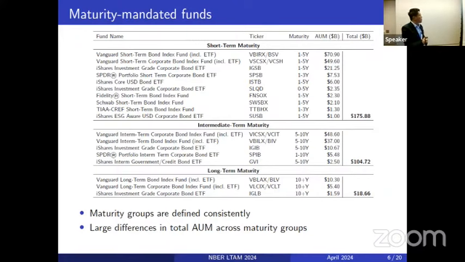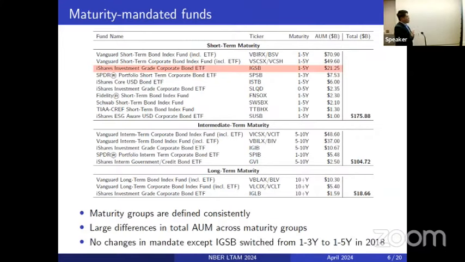So here in the last column, we compute the total asset under management for each maturity category, and we find that there's a significant gap. So here for the short-term maturity category, the total AUM is over $175 billion, while for the intermediate term category, the total AUM is only $104 billion. And for the long-term category, the total AUM is only $18 billion. As a result, when a bond crosses the maturity cutoff, it will have much larger demand from passive funds because it's eligible to a much bigger pool of passive capital. And this is the identification we are going to use in our paper.